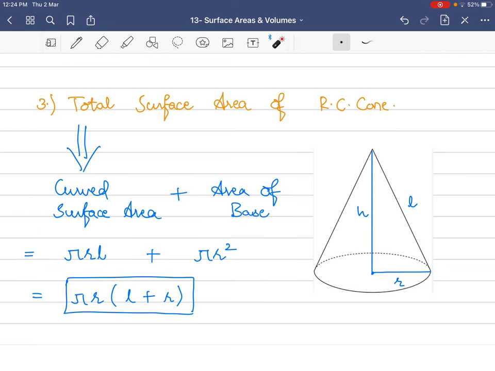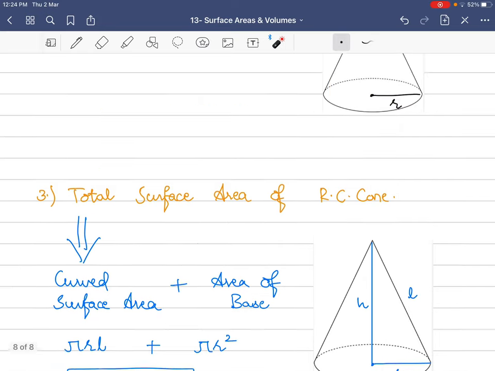Always, instead of remembering the formula, because there are so many different three-dimensional solid figures that we are seeing in this chapter, no need to remember the formula for any of the figures, just remember the concept. The concept is that to find the total surface area, we always add the curved surface area, the area of its base, and the area of its roof or the top. Now in this figure there is no roof or top, so that is ignored and we just focus on the area of the base.